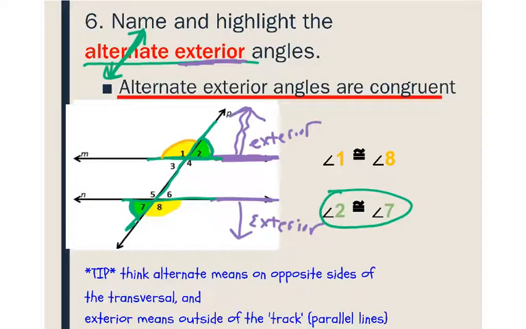Angle 1 and angle 8 are both outside of my parallel lines, and they are on opposite sides of my transversal P. Left side, right side. So they are also congruent because they are alternate exterior angles.